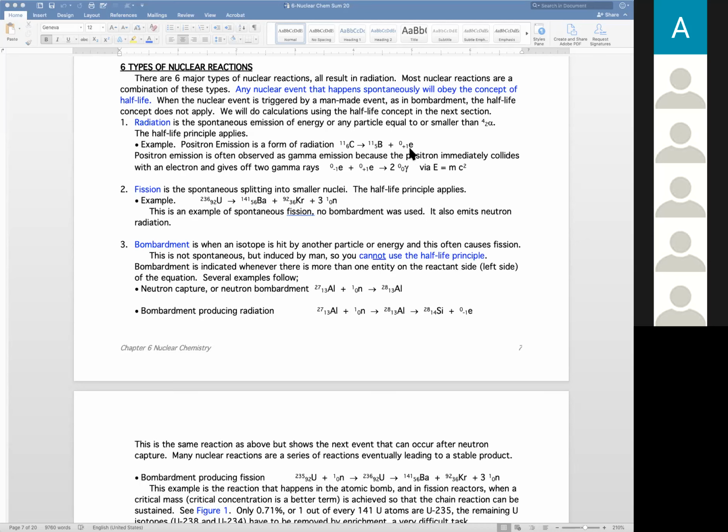Okay, so what happens then? So notice that I have to obey mathematics. 6 is equal to 5 plus a 1. 11 is equal to 11 plus 0. Oh, so therefore that has to be the positron. There's no other choice for it to be.